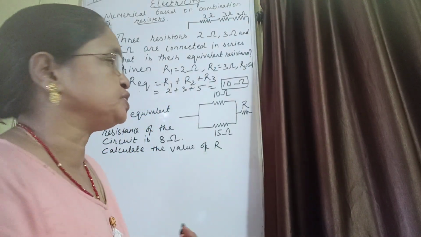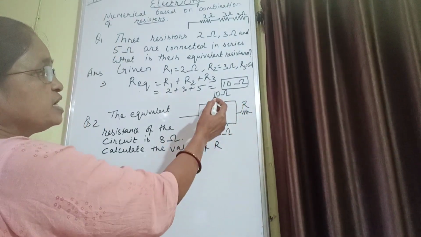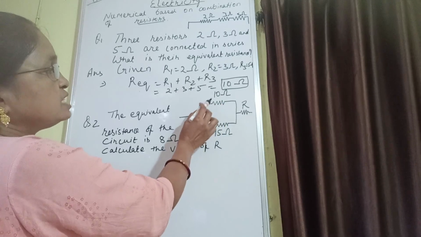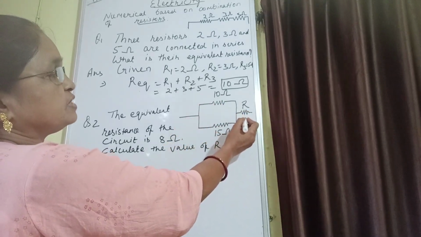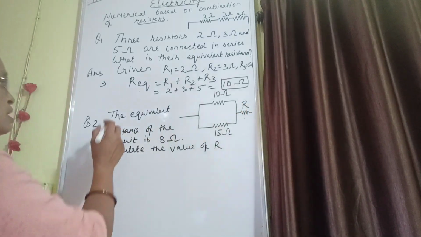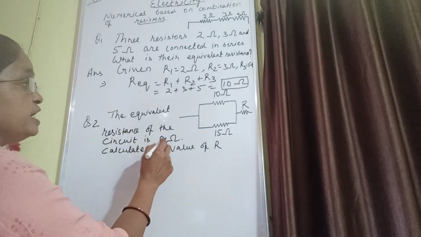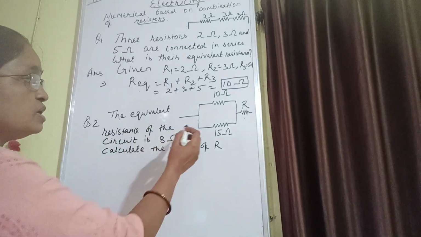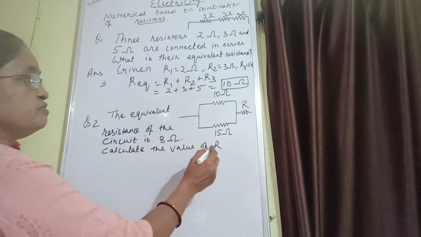Come for next question. One circuit is given. In this, two resistors are given. One is 10 ohm, another is 15 ohm, and third value of resistor is only R. Let us see the question. The equivalent resistance of the circuit is 8 ohm. Beforehand only equivalent resistance is given. Calculate the value of R.